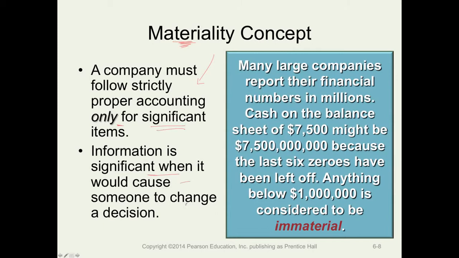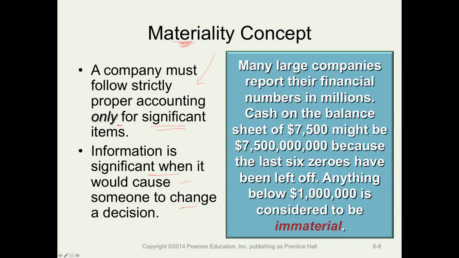It's significant if it causes a change in decision making. In other words, if it's material, it can influence the judgment of a reasonably informed user. For example, many large companies report their numbers in millions. So, cash on the balance sheet might appear as 7,500, but because it's reported in millions, it's actually 7,500,000,000, and the last 6 zeros were left off.